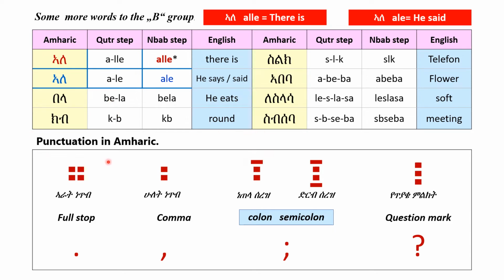Now let us see the punctuation in Amharic. አራት ነጥብ. You don't need to read it, just to know. አራት ነጥብ means 4 points and it corresponds to the English full stop. ሁለት ነጥብ ኮማ ነጠላ ሰረዝ ድርብ ሰረዝ ሴሚኮሎን የጥያቄ ምልክት, question mark.